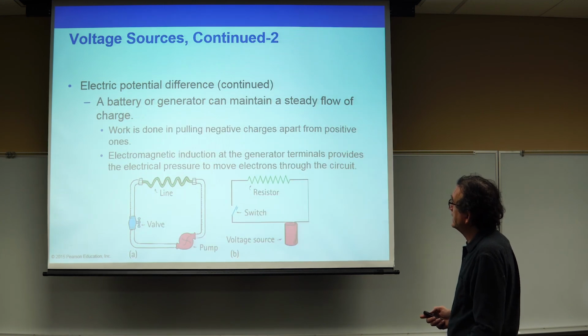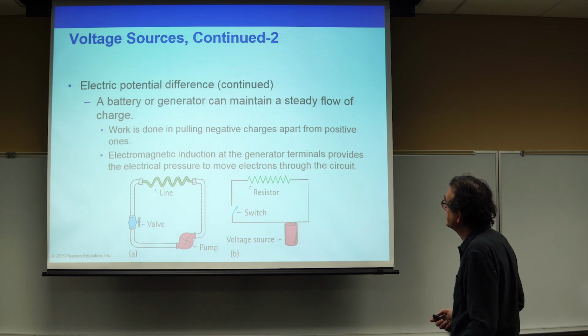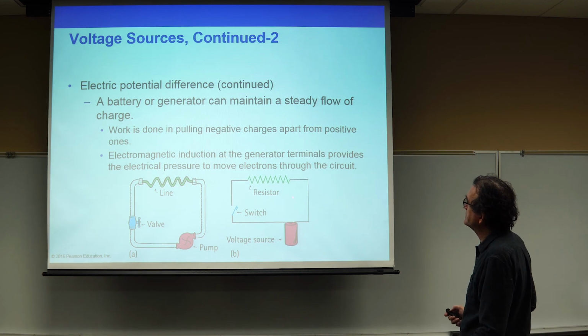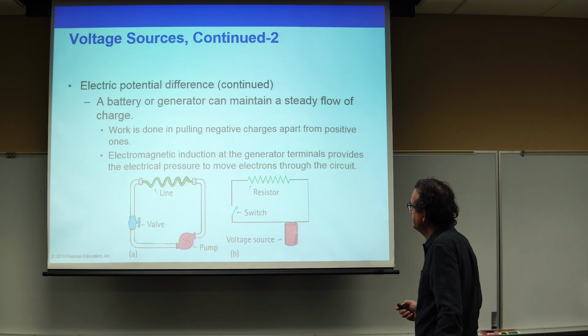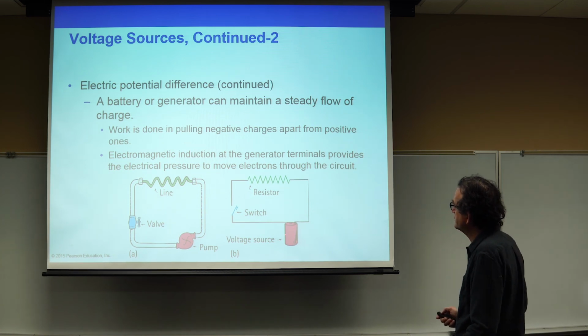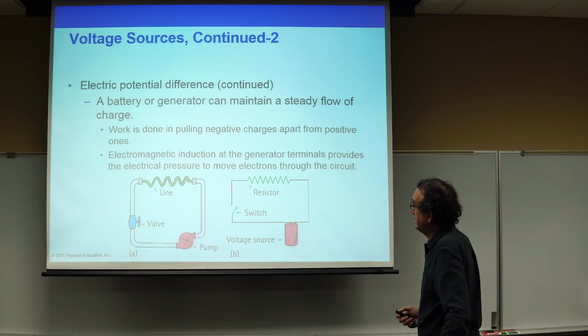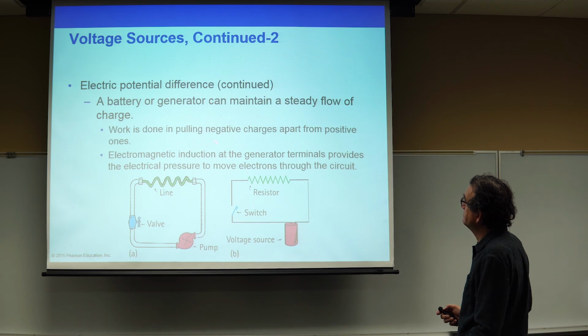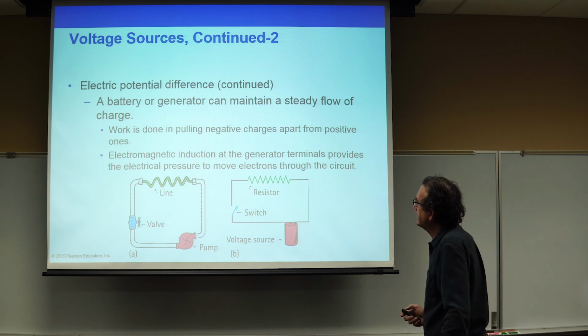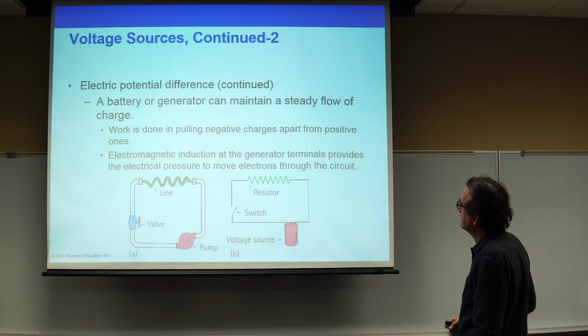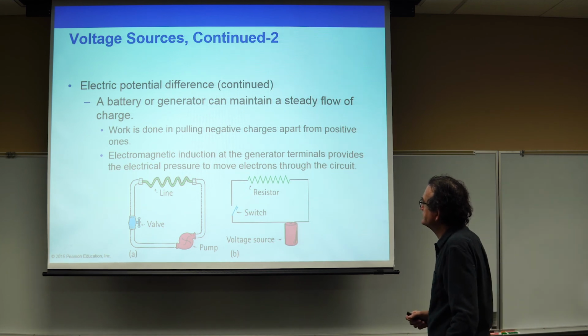One way to regulate the amount of electricity flowing in a wire is to add a device called a resistor. In addition to having our generator, which is the electricity pump, which is what we call a voltage source, it'll be strictly determined by how many volts that the battery is rated at, then the work is done by pulling negative charges apart from positive ones, which are in the battery. And the electromagnetic induction at the generator terminals will provide the electrical pressure to move the electrons through the circuit.